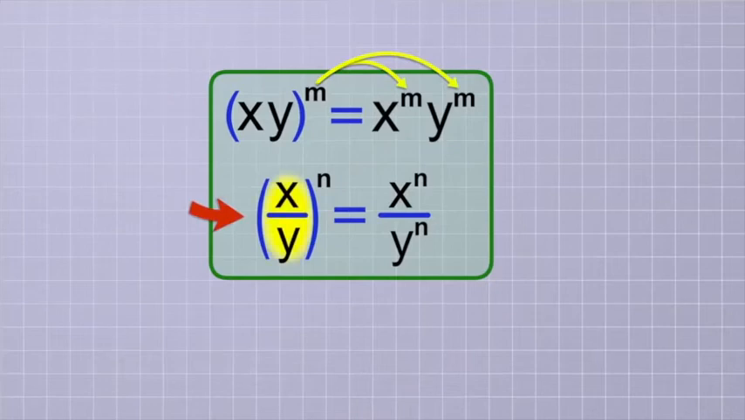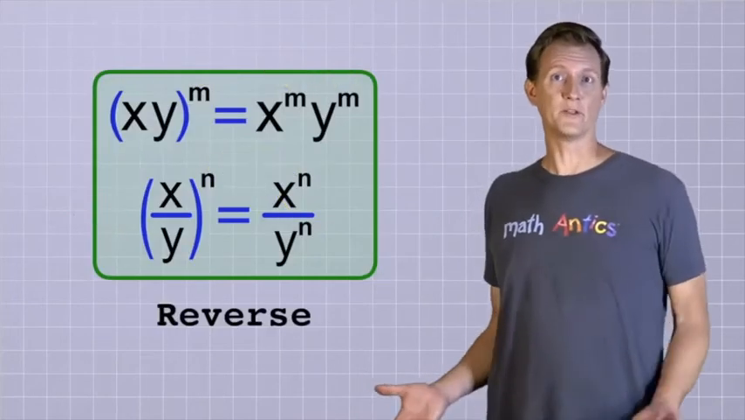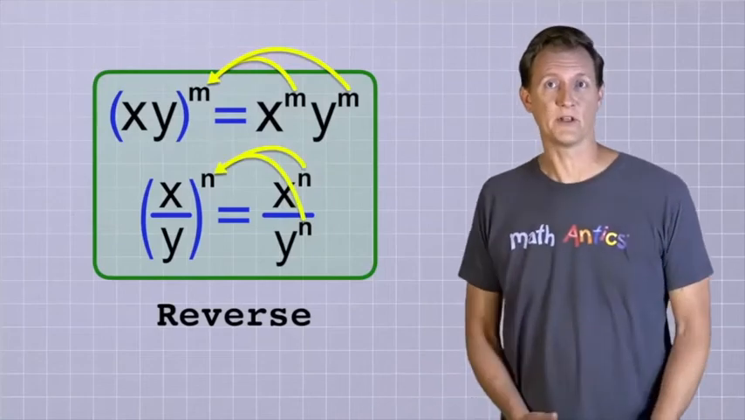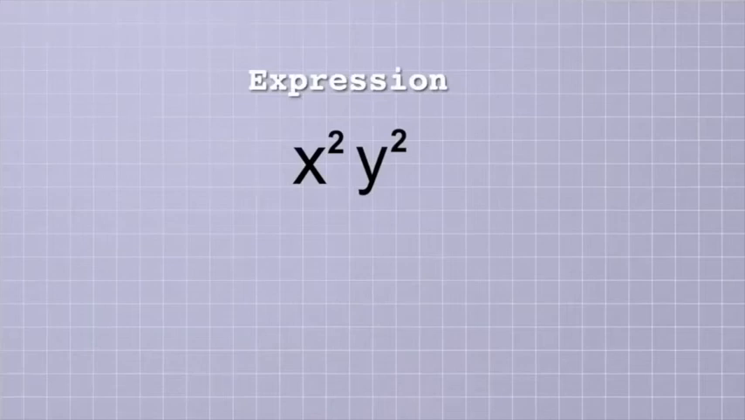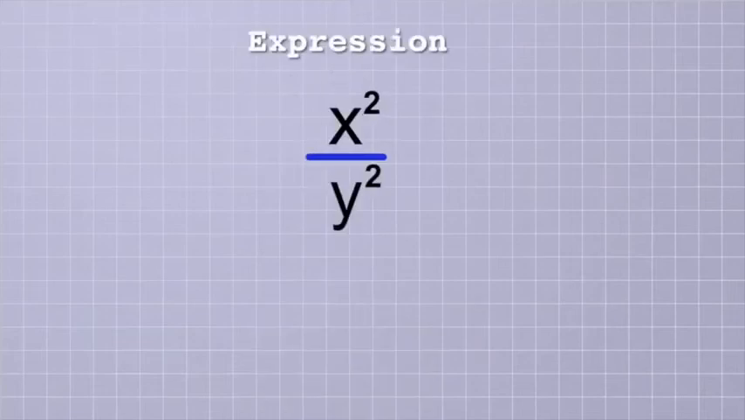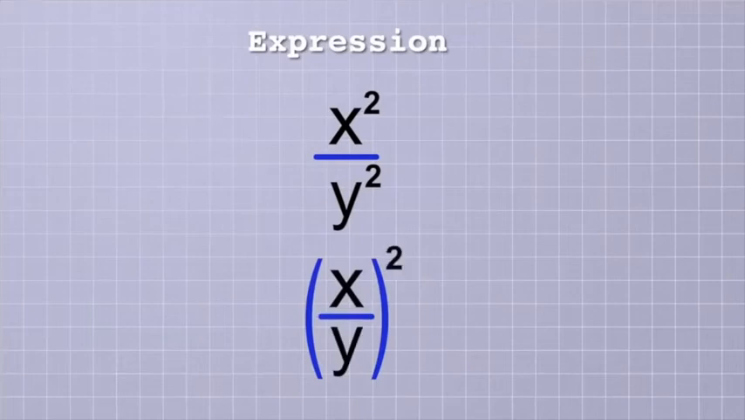And the second law shows the group, x divided by y, that's being raised to the power of n, and it says that you can rewrite it as x to the n divided by y to the n. In other words, you can distribute the exponent to each part of the fraction. Of course, these laws would work in reverse too, and you could undistribute the exponents if they're the same. For example, if you're given the expression x squared times y squared, you could rewrite that as the quantity x times y squared. And if you have the expression x squared divided by y squared, you could rewrite that as the quantity x over y squared.